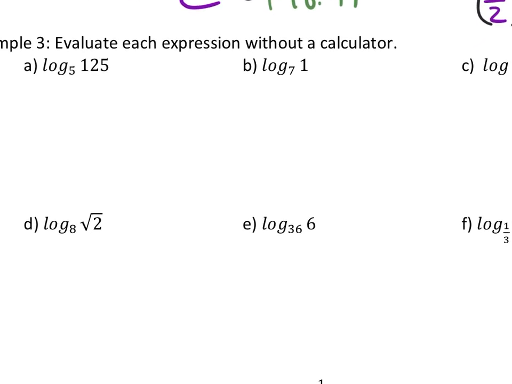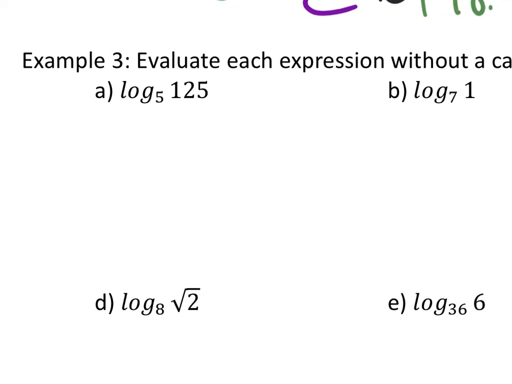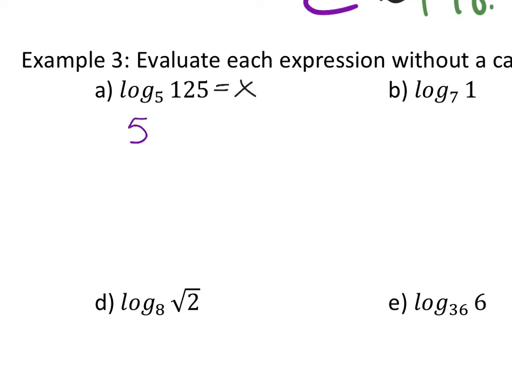We're going to evaluate each expression without a calculator. Now the way that we do this is we want to get the bases to match so we can compare exponents. Right now this logarithm does not have a number that it's equal to, so we're going to let it be equal to some variable x. I can't think in logarithms, but I can think in exponentials. If I were to rewrite this with the log loop, it would be a base of 5, a power of x equal to the number 125.